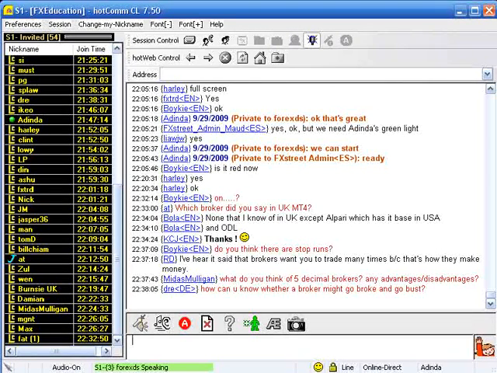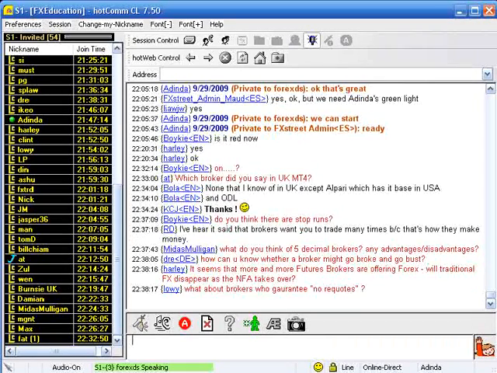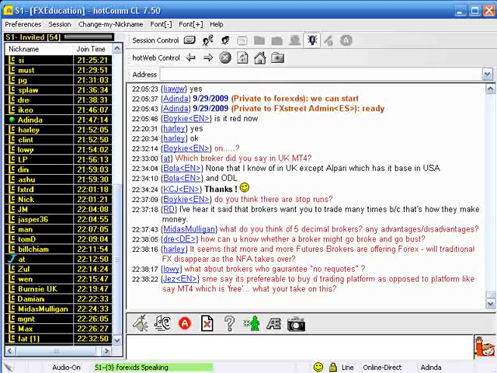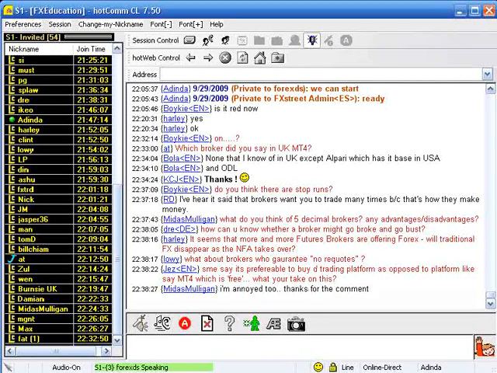It says, what do you think of 5 decimal brokers? Any advantages, disadvantages? Frankly, I am annoyed by 5 decimals, and I don't think it matters so much that I would go to any broker because they offer that.